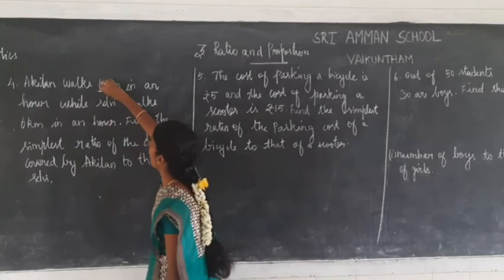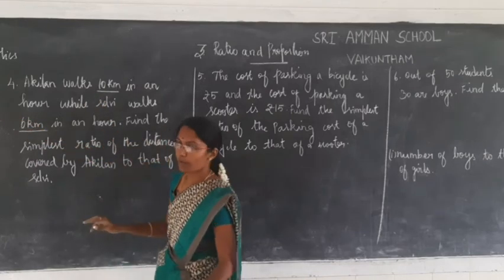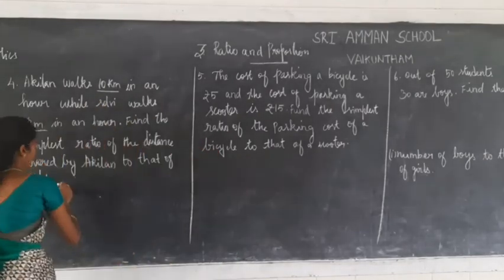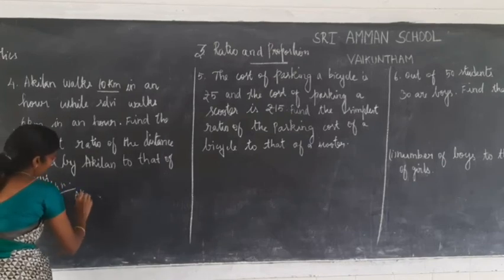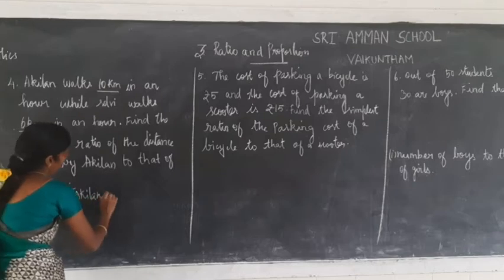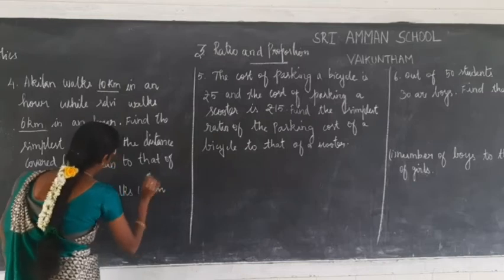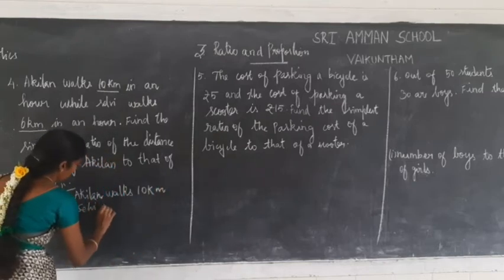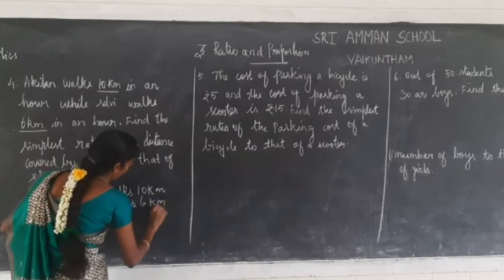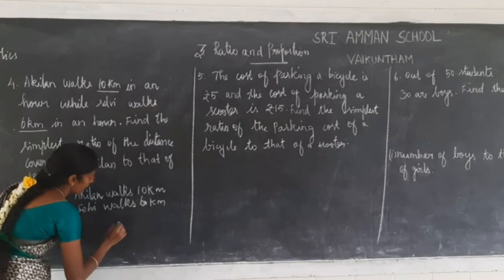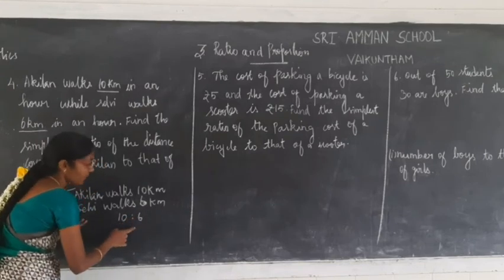So see here, what is the value? 10 km, here 6 km. So the units are the same, so no problem, no need to convert. So first, Akhilan walks 10 km, whereas Selvi walks 6 km. So the ratio is 10:6. So you have to find the simplified form.